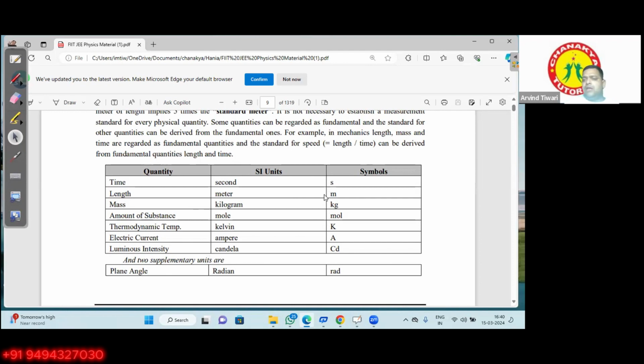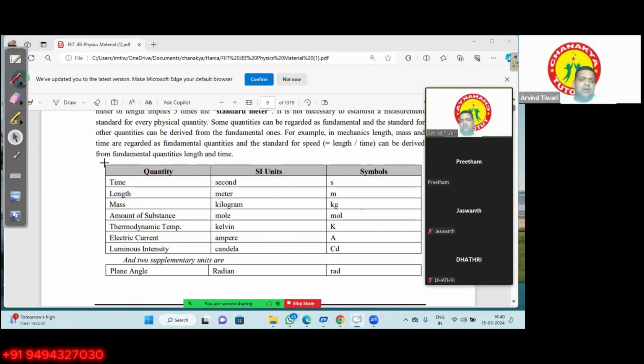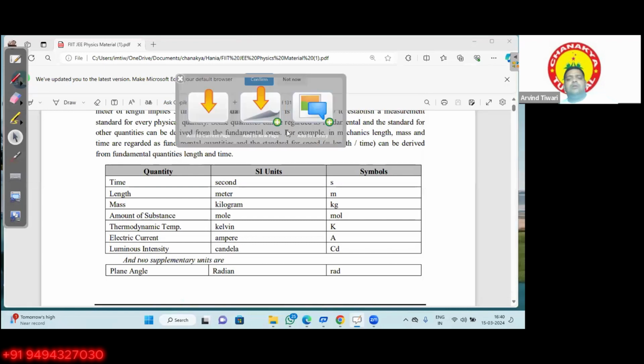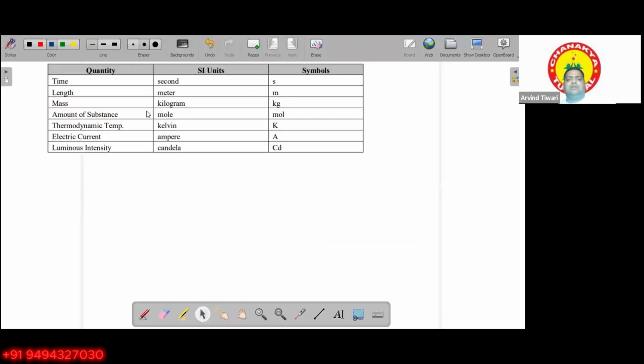Also, I would like to bring all of your attention to this point: if you observe the symbols of the SI units, some of them you find in capital letters and some in small letters. There are only two units which are written in capital letters. You can see Kelvin and Ampere. All others are written in small letters.